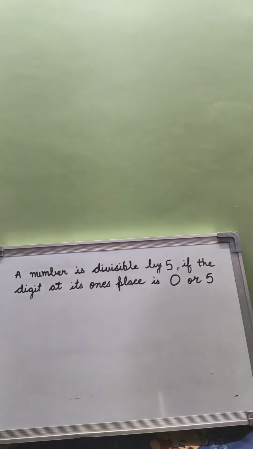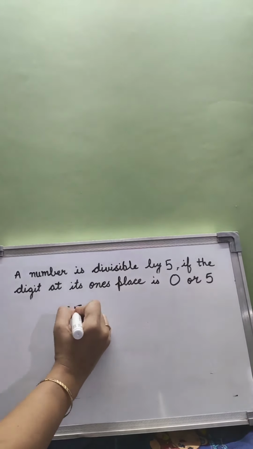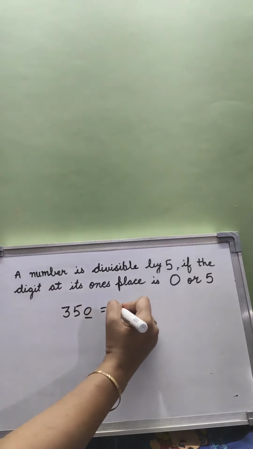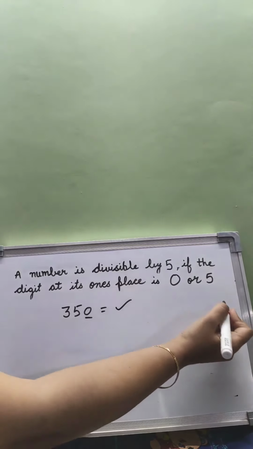A number is divisible by 5 if the digit at its ones place is 0 or 5. Let's take an example, 350. So what do we have at the ones place? 0. That means it is divisible by 5. It should be either 0 or 5.